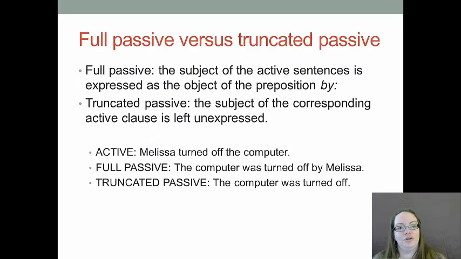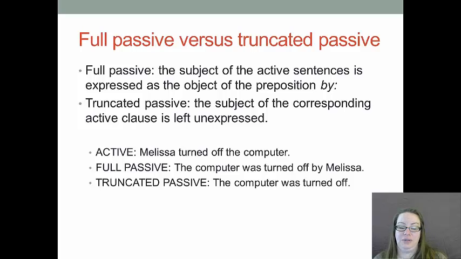We have to take a look at full passives versus truncated passives. Full passives are the version of the sentence where we include the object of the preposition with the word by. So we include the by phrase. A truncated passive is where we don't express that part and we leave that off.